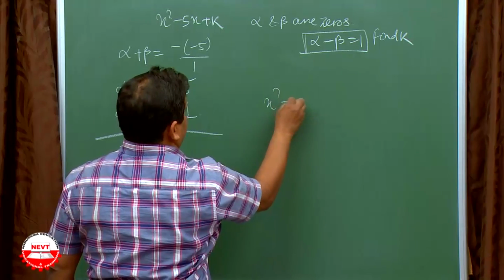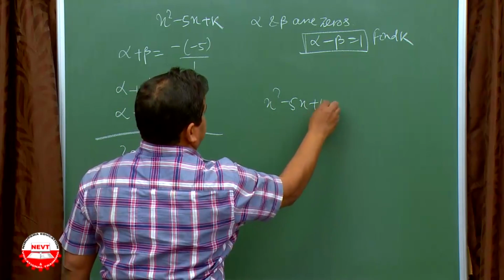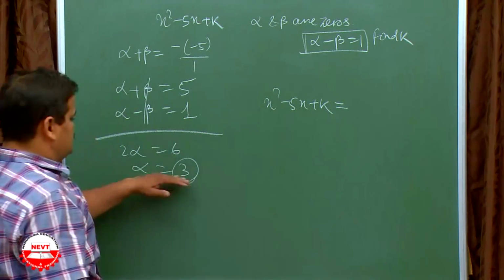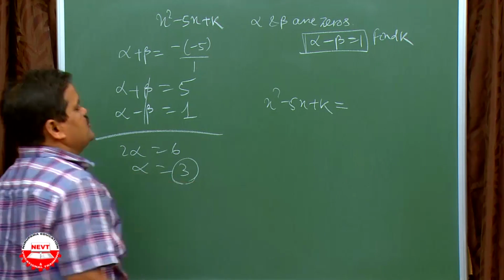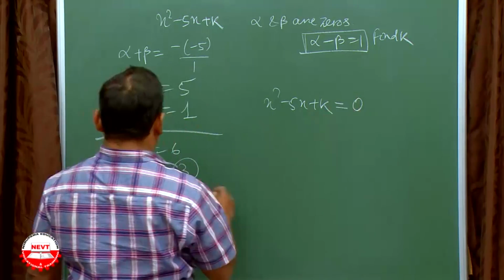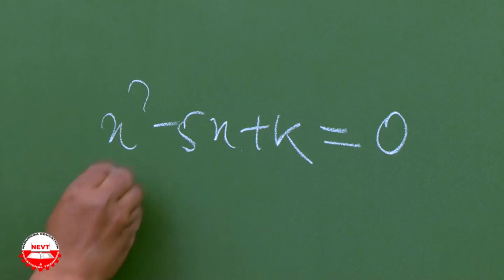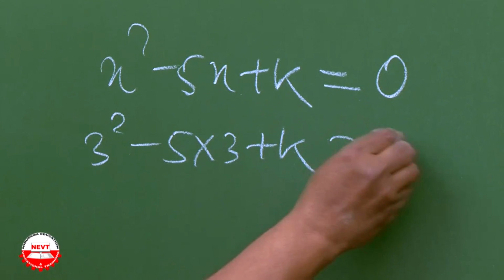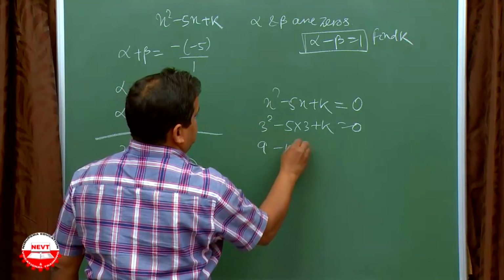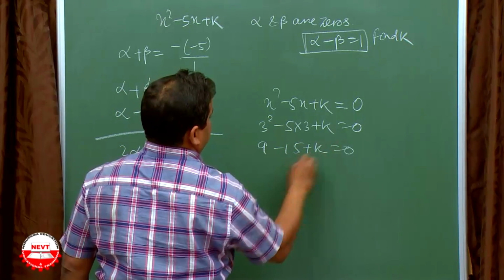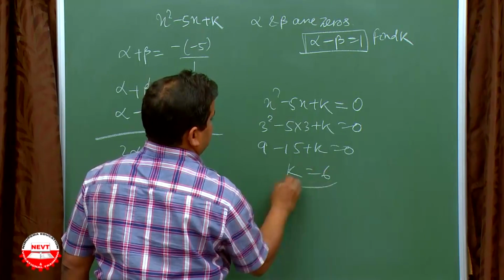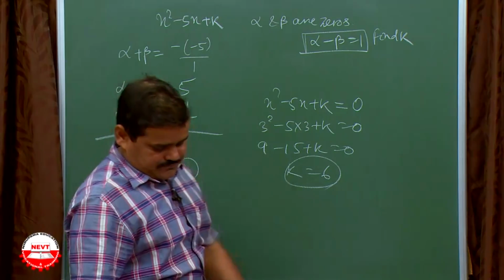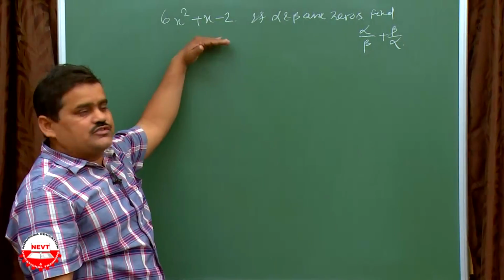X square minus 5x plus k. Since alpha is equal to 3 and alpha is one of the zeros, this equals 0. So 3 square minus 5 into 3 plus k is equal to 0. 9 minus 15 plus k is equal to 0. So k is equal to 6. It's okay? Come to the next question.